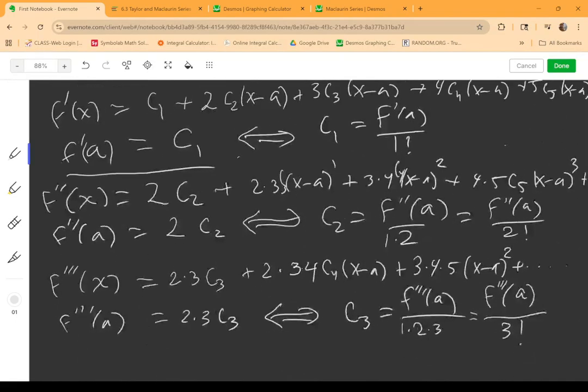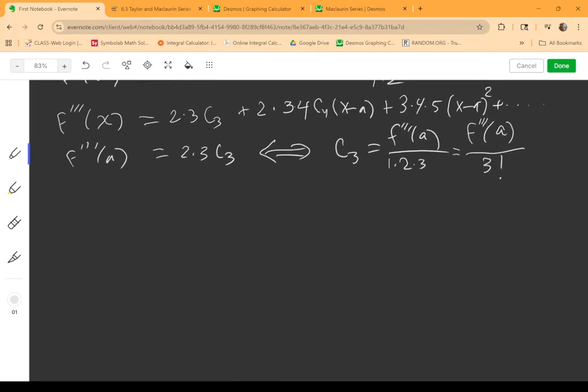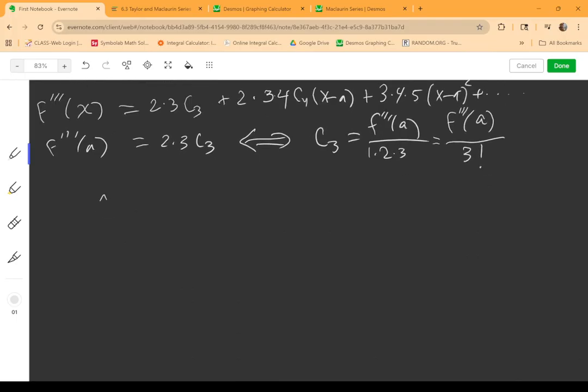All right, so now we can see the general form of the coefficients. We can see c sub n to be the nth derivative of f at a, all over n factorial.